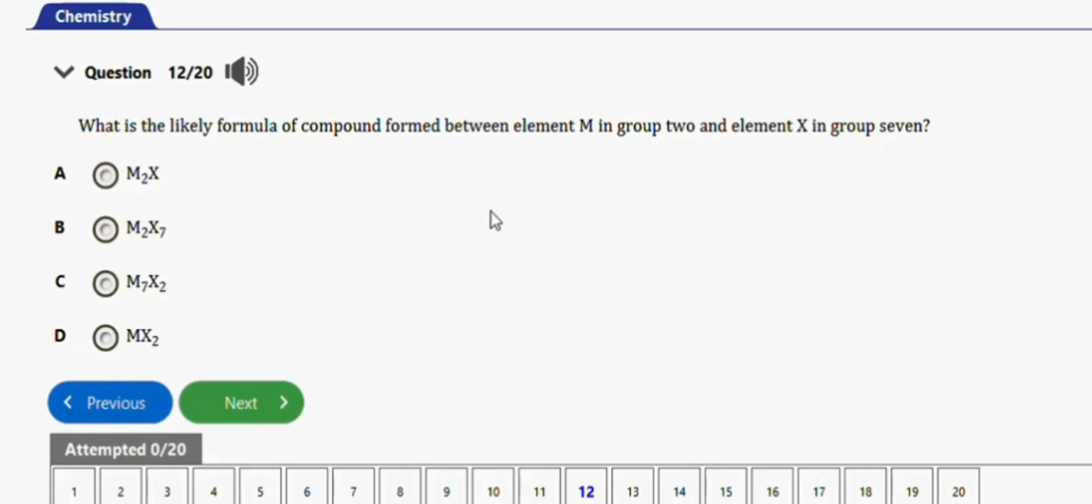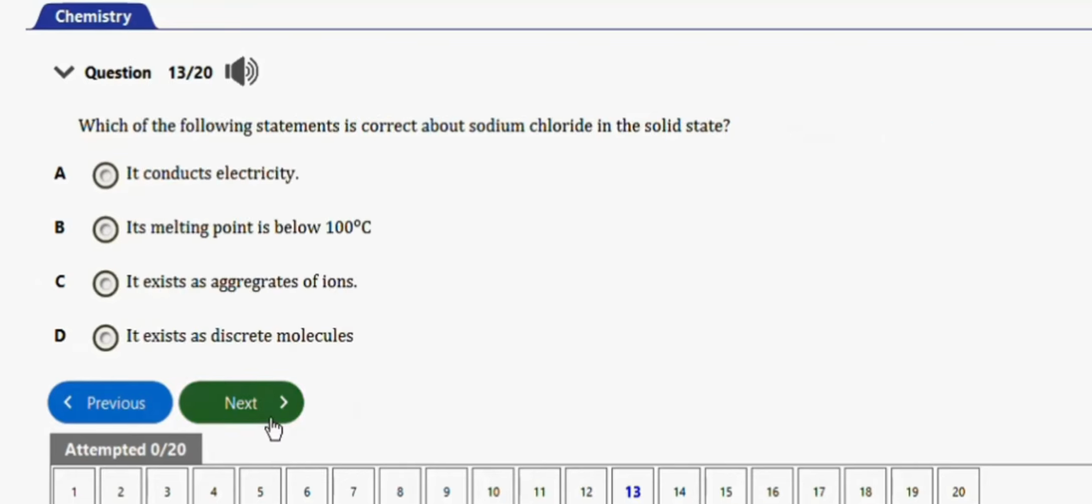Okay, so that's it for this question. The next question will be this one. It says, which of the following statements is correct about sodium chloride? In the solid state, it conducts electricity. Its melting point is below 100 degrees Celsius. It exists as aggregates of ions. It exists as discrete molecules. The right answer is option C. It exists as aggregates of ions. Alright, that's it for this question.